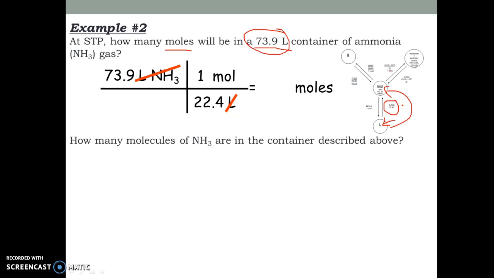73.9 divided by 22.4, I should end up with 3.30 moles. Next question, I'm taking that to molecules. So I'm going to go up here to representative particles.